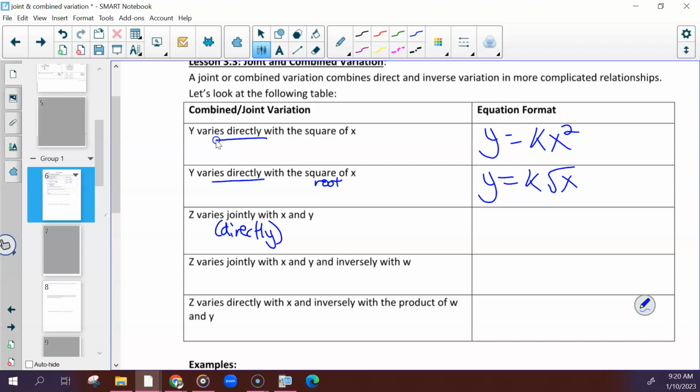So if z varies jointly with x and y, all of these have to have a k somewhere. Z varies tells us this is going to be a z equals. Jointly tells us all the variables are going to be right next to each other. So we need k, and then x and y. We have x and then y.